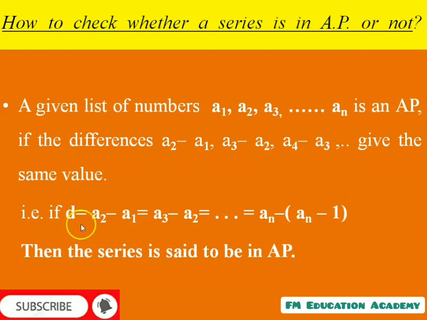So if this is followed, that is if d equals a2 minus a1, which equals a3 minus a2, up to an minus an-1, that is, when all these differences are the same, that is called the common difference d, which we already saw. So if this condition is met, then we can say that this series is forming an arithmetic progression. So the key point is, if it asks you how to find out whether a series is an arithmetic progression or not, simply find out the d value. d is the common difference, which equals a2 minus a1 or a3 minus a2 or an minus an-1.